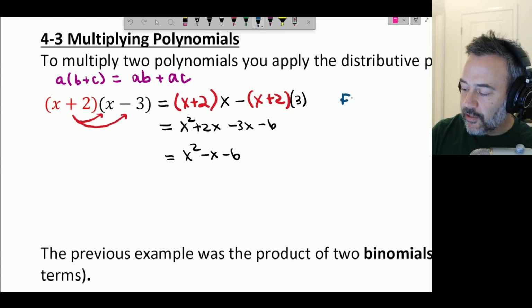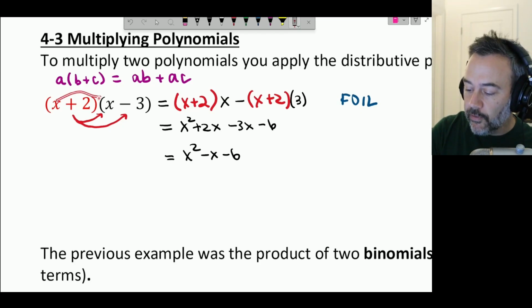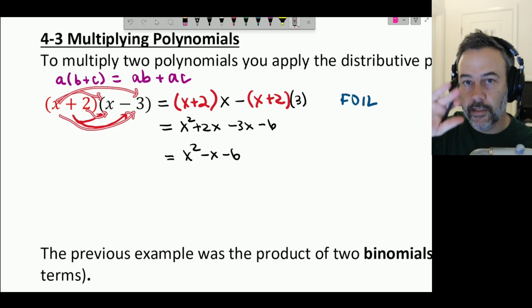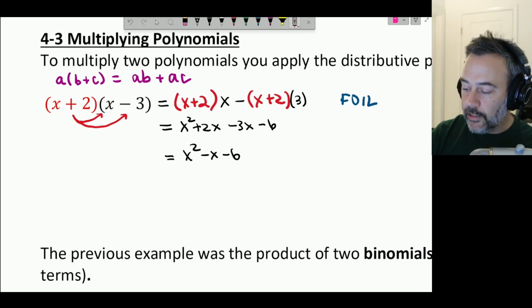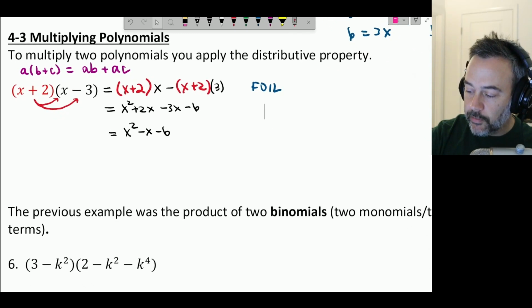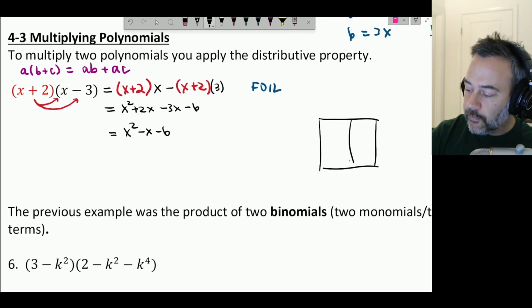Some teachers teach FOIL, meaning multiplying the first together, the outer together, the inner together, and the last. I will never mention FOIL again. Some teachers teach area models. An area model is a nice scaffold when we're learning. It would be x plus 2, x times x minus 3, and then we multiply out all the different products.